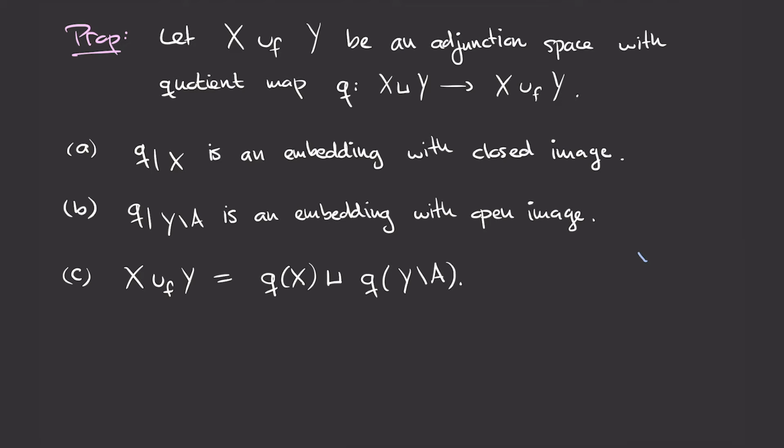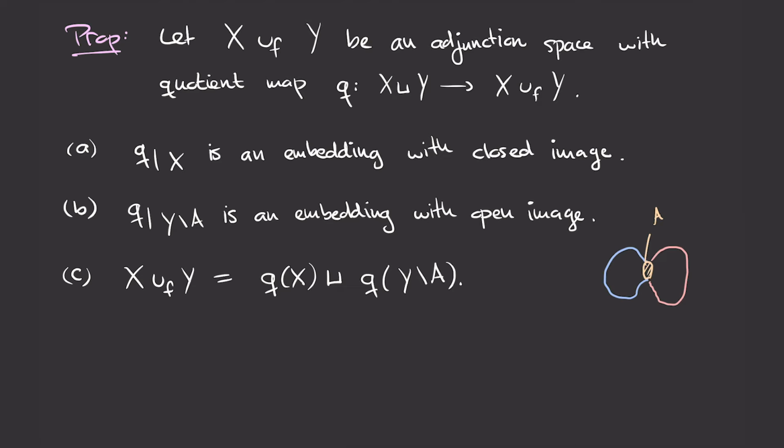Perhaps it's good to redraw this picture I had before. So here we have the space X, and it has this interface where it's been glued. On the other hand, we have this space Y. And again, this interface here is equal to the closed set A. Now, part A of the proposition concerns the image of the space X under the quotient map, which is everything including this interface. So the claim is that, first of all, this subspace is homeomorphic to the space X and that it is closed in the adjunction space.